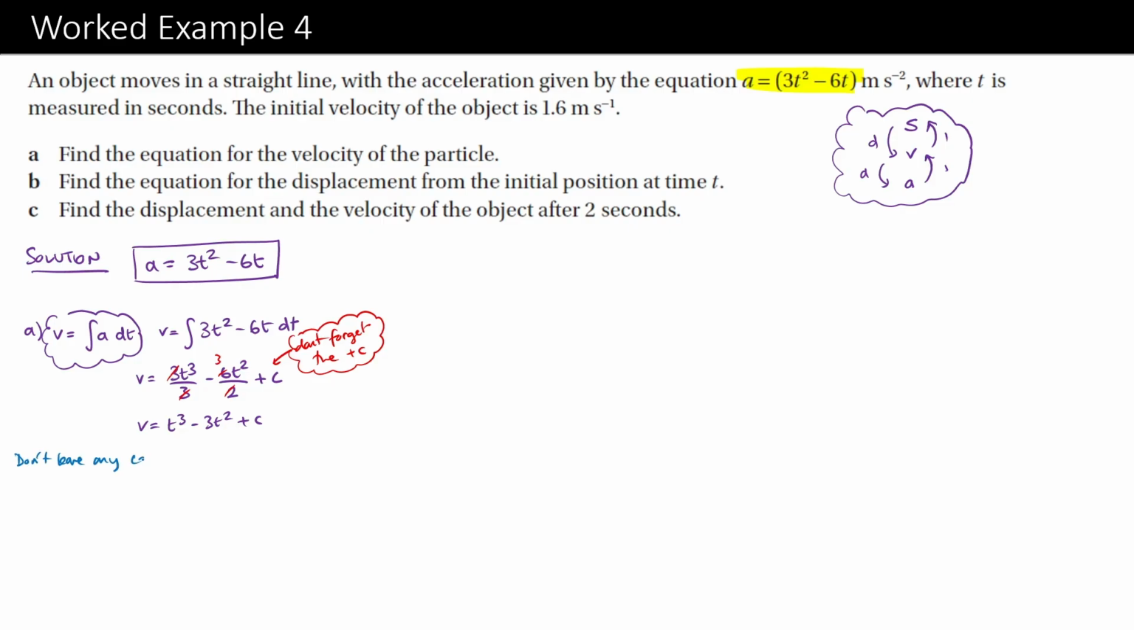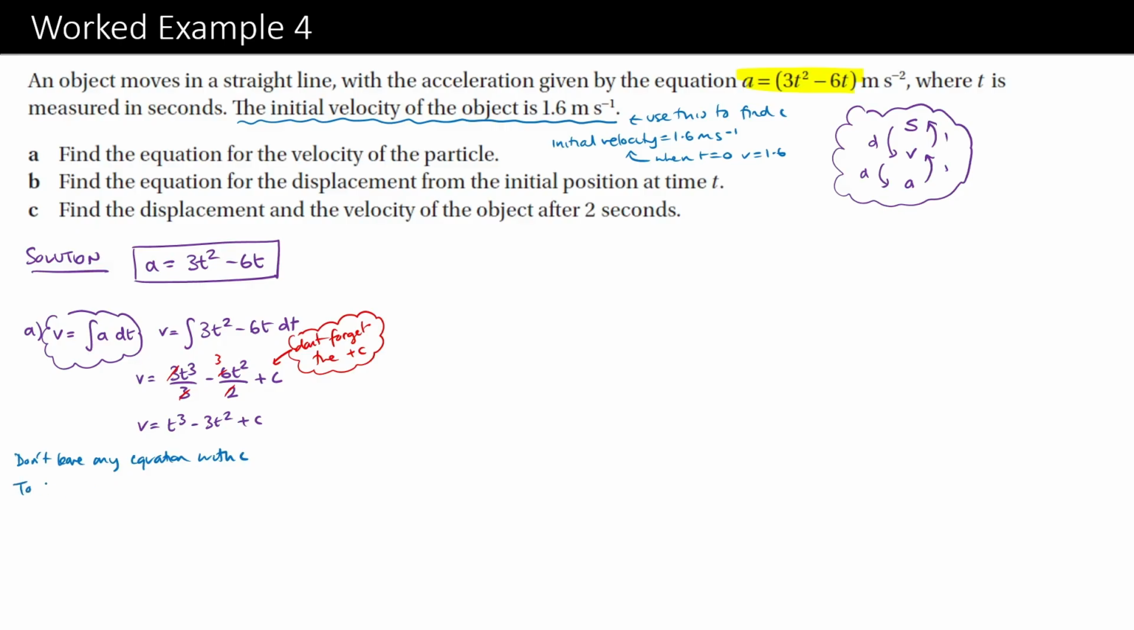So don't leave any equation with c. In order to find c, we need to use this information here. Now in terms of what I've underlined, the initial velocity equals 1.6 meters per second, and what that means is that when t equals 0, v equals 1.6.